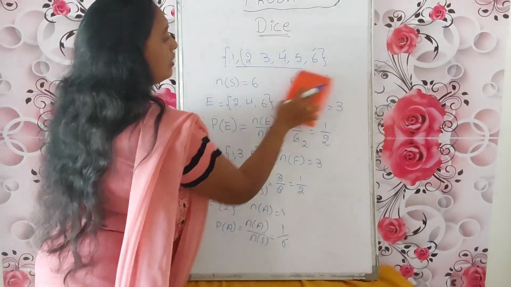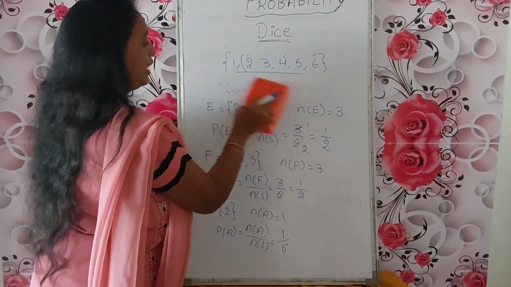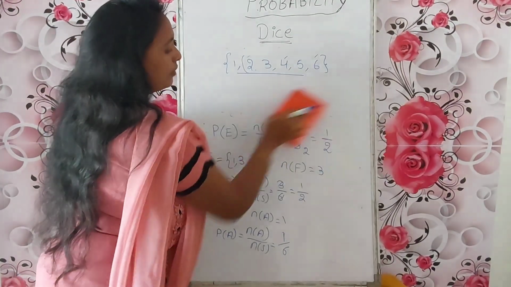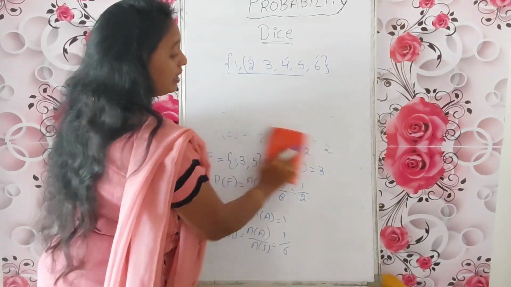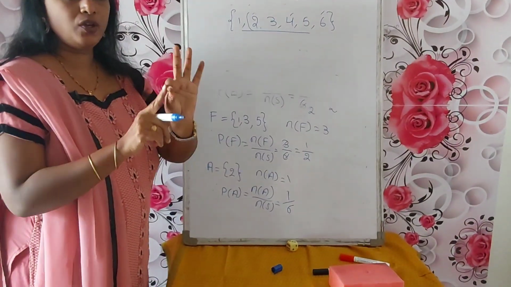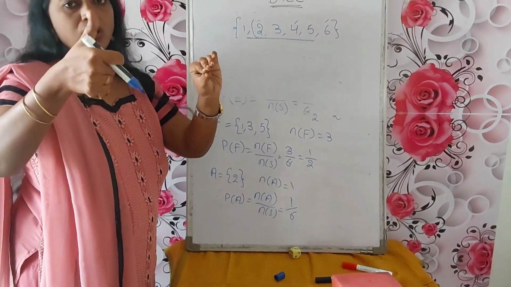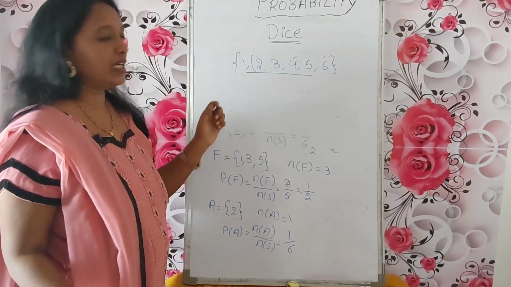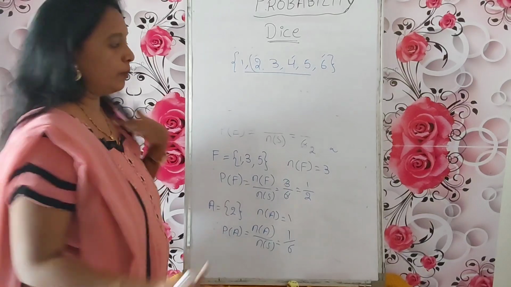Next one, if they ask you what is the probability of getting a number less than or equal to 6, whenever I throw a dice, I will get either 1, 2, 3, 4, 5 or 6. Less than or equal to 6 means all the 6 numbers. So, that is a sure event.